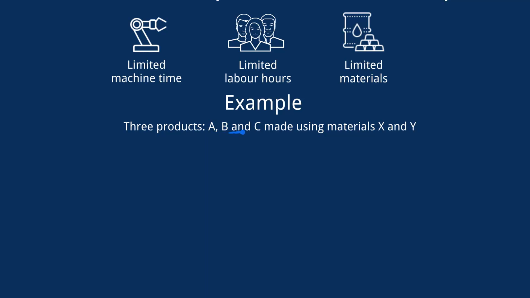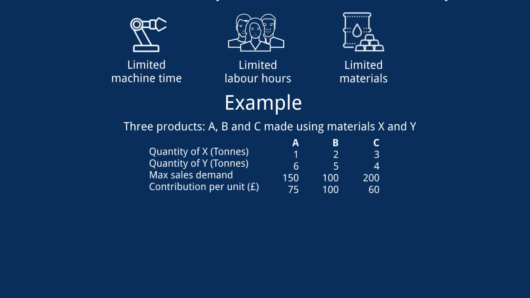They make product A, B, and C, and A, B, and C are made using materials X and Y. So let's bring up some information relating to these various different products. We've got A, B, and C, and we've got the quantity of X and Y required for each one. You can see that product A only requires 1 ton of X, but it requires 6 tons of Y. We also have different sales demands and different contribution per unit.